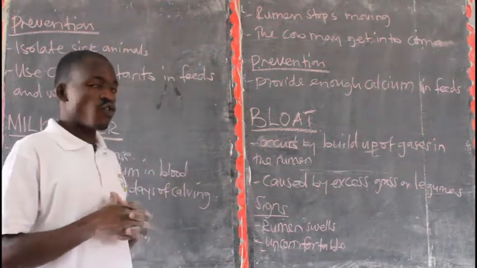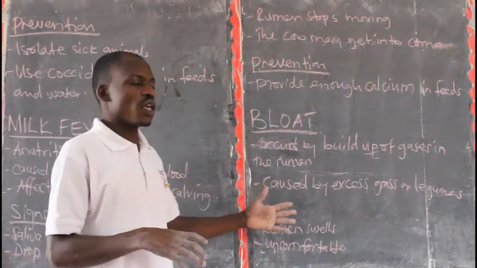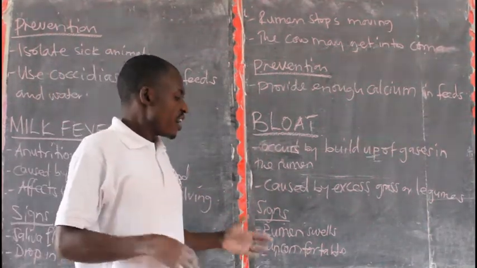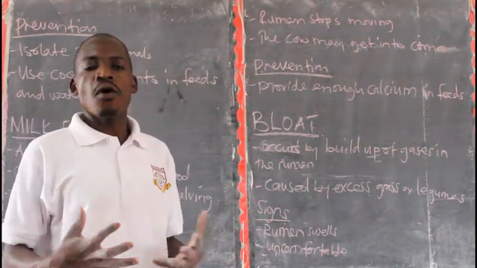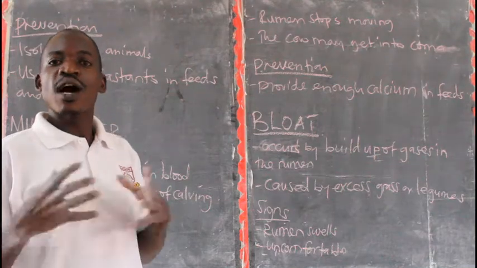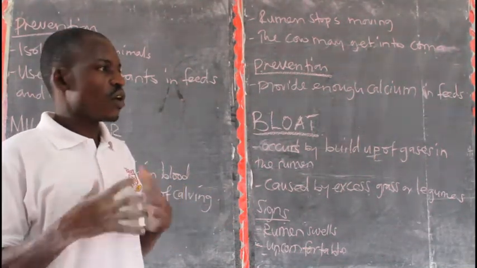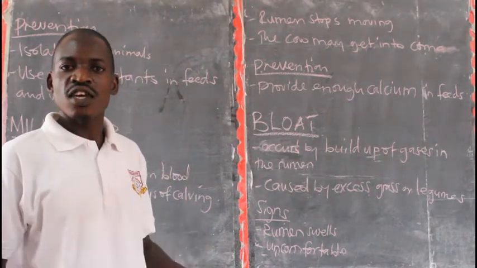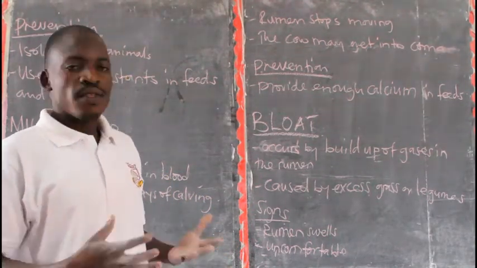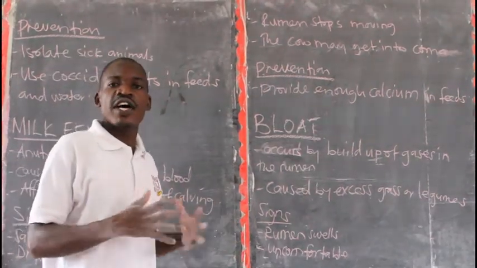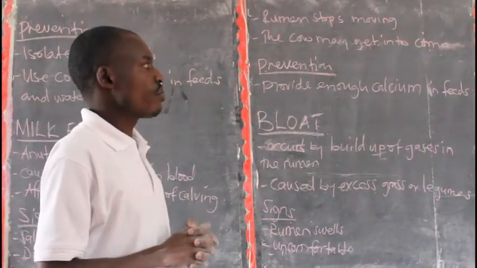And what are the signs of bloat? One is the rumen swells; you see a swollen stomach. Two, the animals become uncomfortable. As human beings, you also become uncomfortable when you have such a condition, because food has failed to be digested and there is a lot of gas. Even the animal becomes uncomfortable.